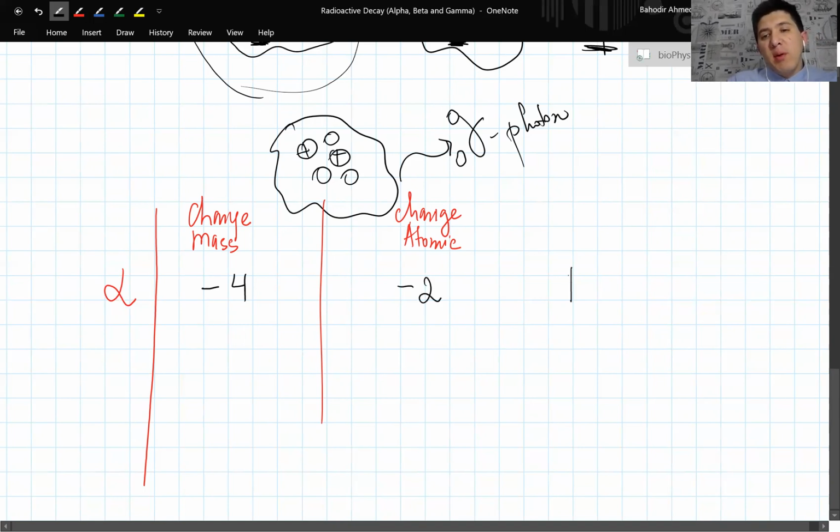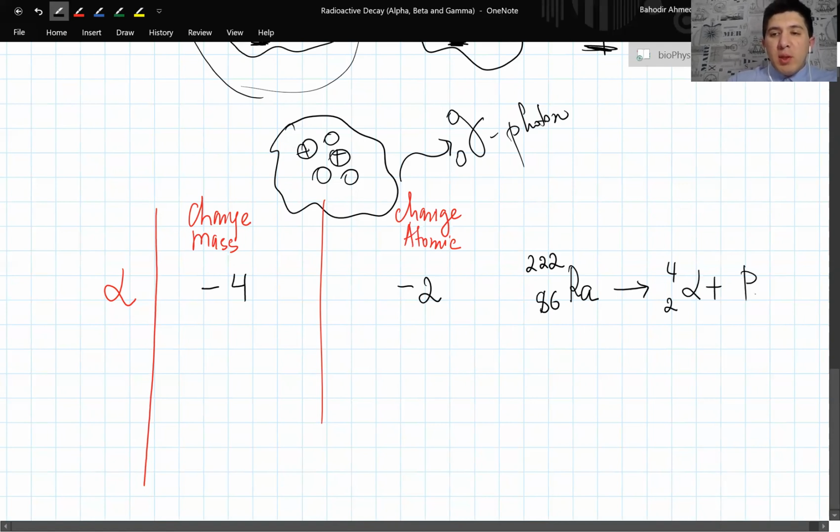So we've considered an example. If one element with the atomic number 86 and 222 atomic mass emits the alpha radiation, it becomes alpha 2 and 4. So it becomes a polonium with the atomic number 84 and with the atomic mass 218. So its mass is decreasing by 4 and its atomic number is decreasing by 2.